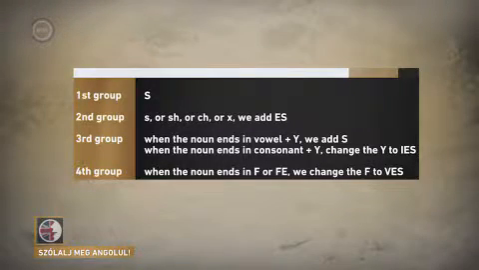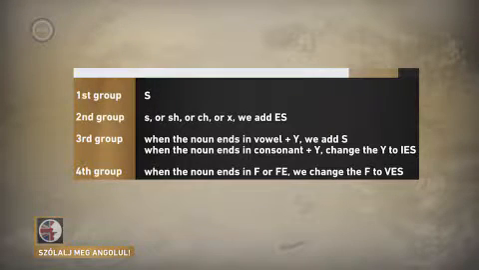Okay, so let's look at that again. We add s to most verbs in the third person singular. He, she, it. We add es to irregular verbs which end in ss or x or ch or sh or o in the third person singular. If the verb ends in consonant plus y, then we change the y to ies in the third person singular.